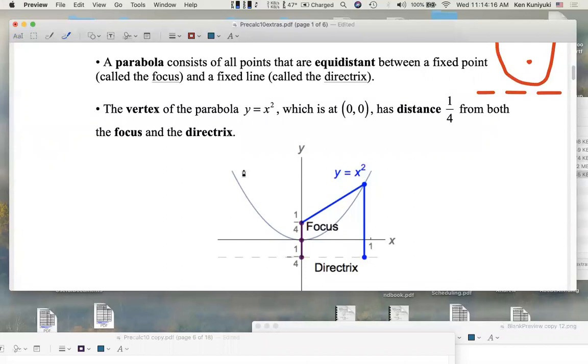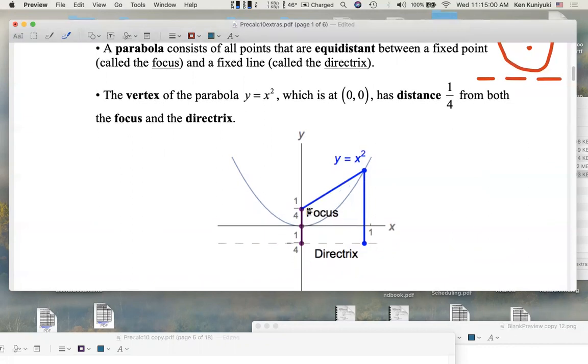So for example, here's our old friend y equals x squared, a parabola opening upward, the classic one. Now, a parabola consists of all points that are equidistant between a fixed point, called a focus, and a fixed line, called a directrix. So for example, consider this point on the parabola y equals x squared. The distance between this point and the focus is equal to the distance between this point and the directrix. These distances are equal. The parabola here consists of all points that have equal distance from the focus and from the directrix.